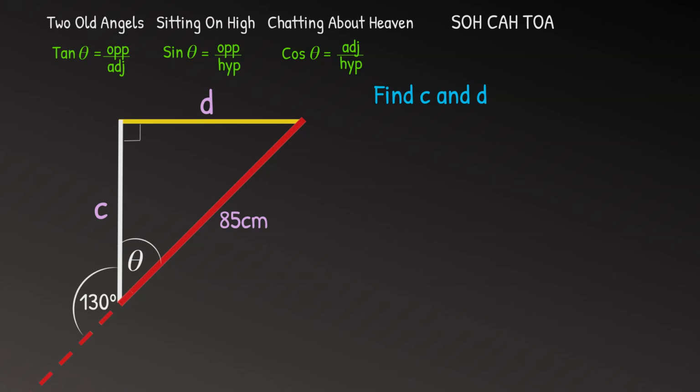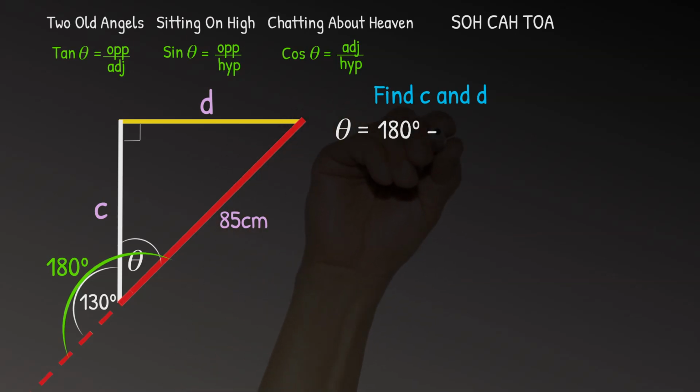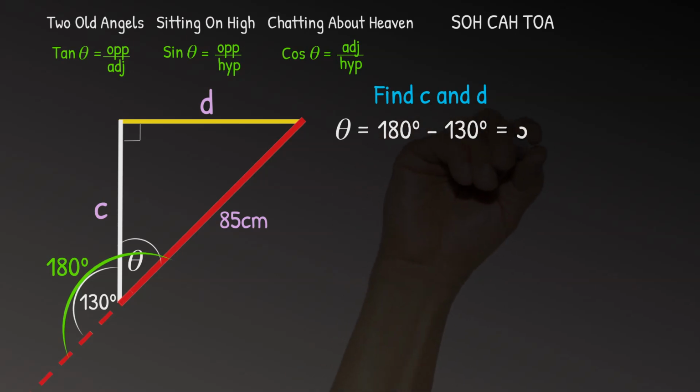We know that as this is a straight line, this angle is going to be 180 degrees. Therefore, theta inside the triangle is going to be 180 degrees take 130 degrees, so this angle is 50 degrees. So now we can work out C and D using the trig functions.